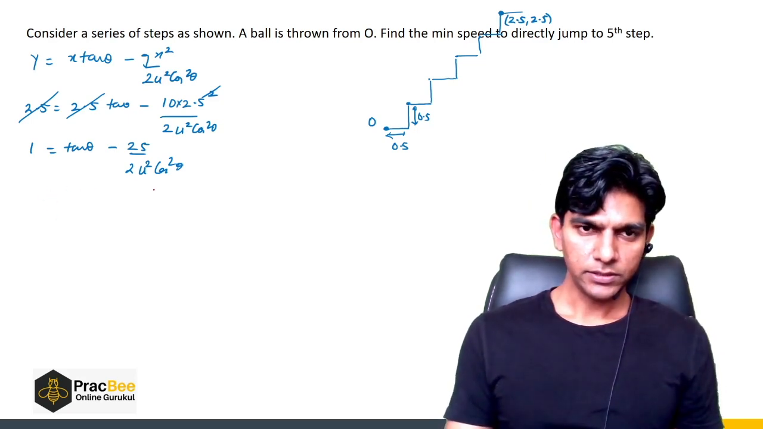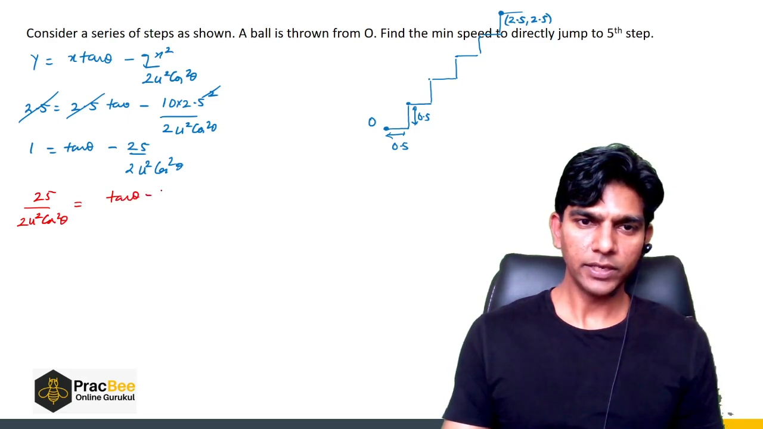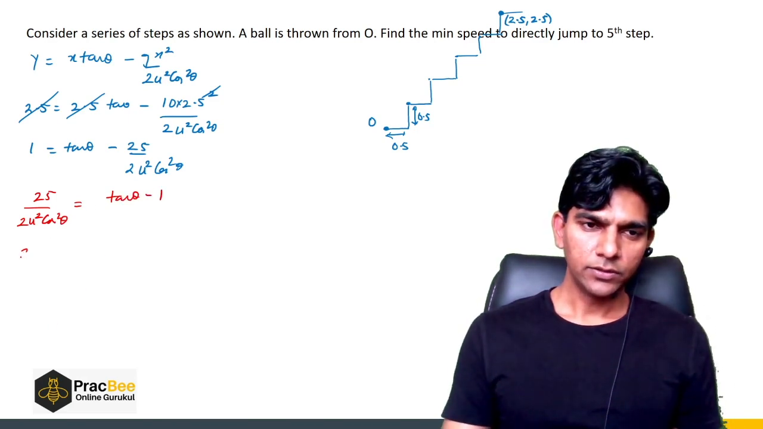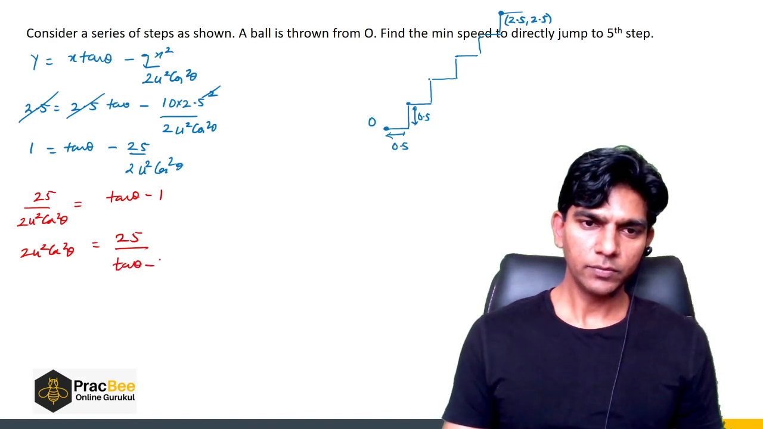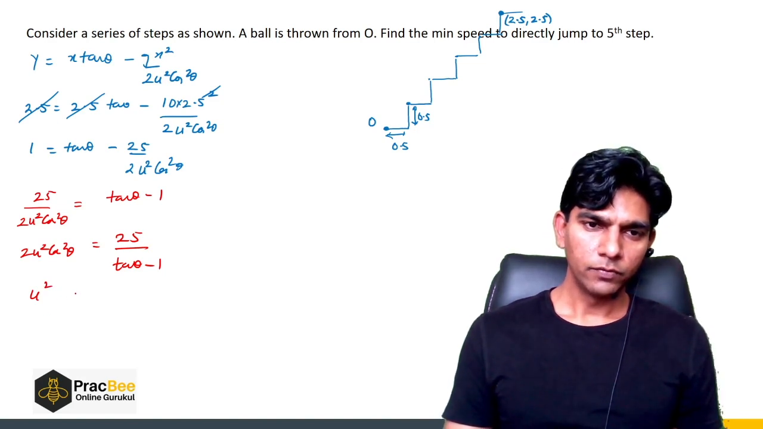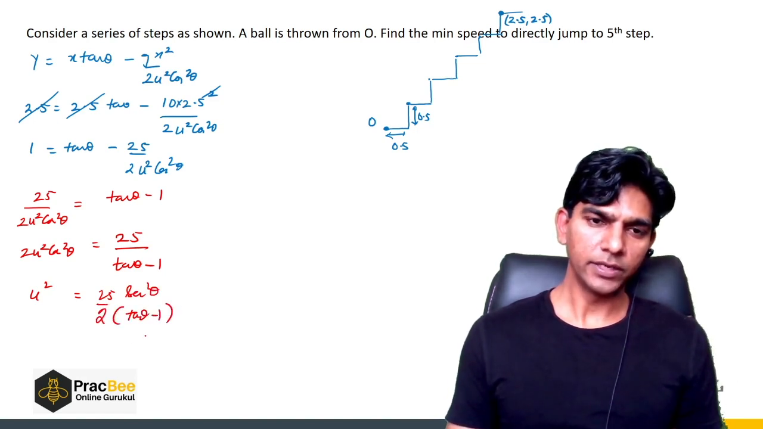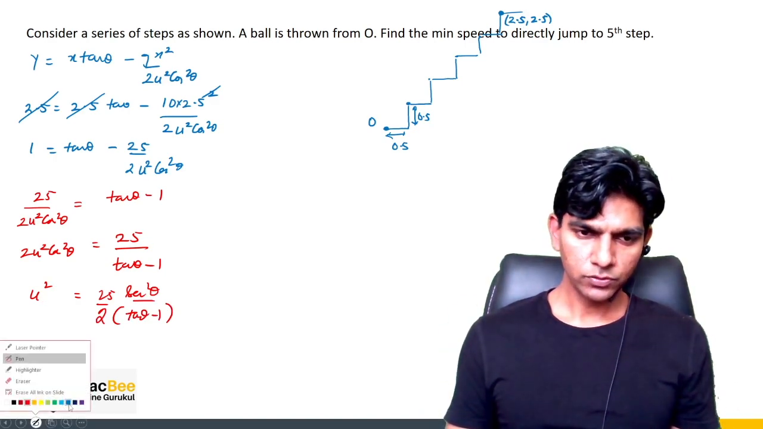So let us simplify this. I can say 25 by 2 u square cos square theta can be written as tan theta minus 1. And I can say 2 u square cos square theta can be written as 25 divided by tan theta minus 1, and u square will be equal to 25 secant square theta by 2 tan theta minus 1. Now we have u square as a function of theta. Now we can use maxima and minima. So let us do that.